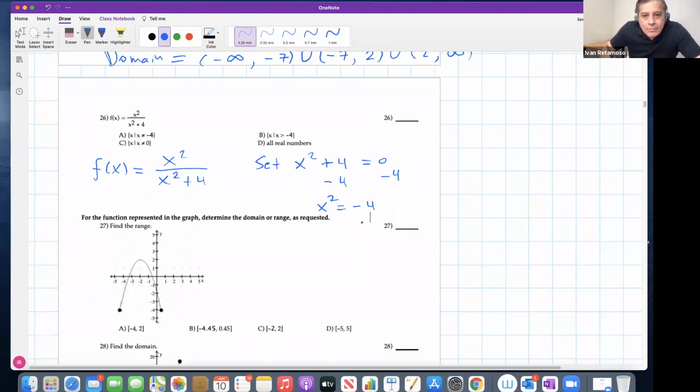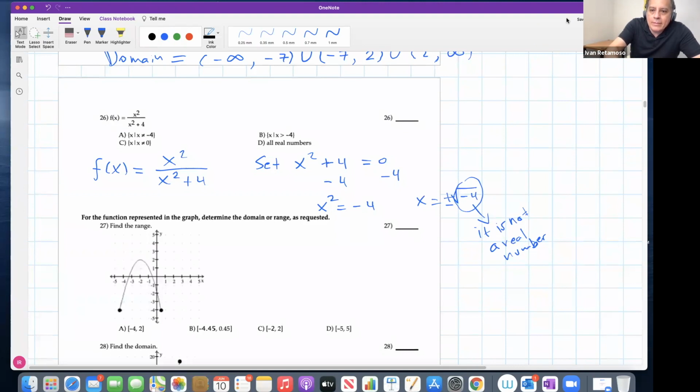And when you take square roots on both sides, x should be plus or minus the square root of -4. But this one is not a real number. Later we will deal with this situation. It's a complex number, not a real number. So this tells you that this expression, when working with real numbers, will never be 0. It's not a real number, so no solution.